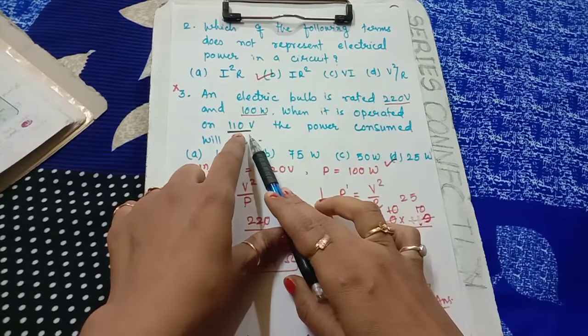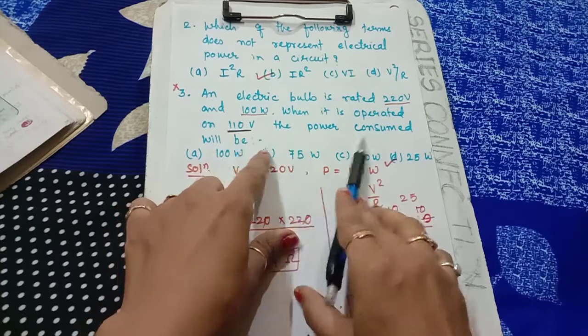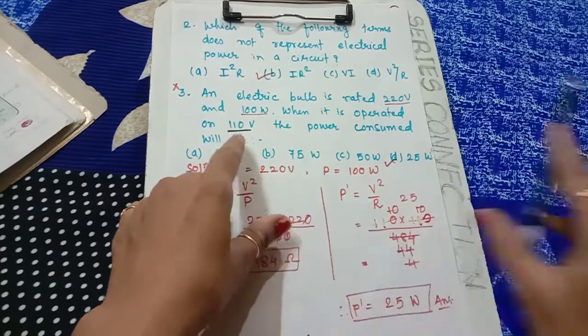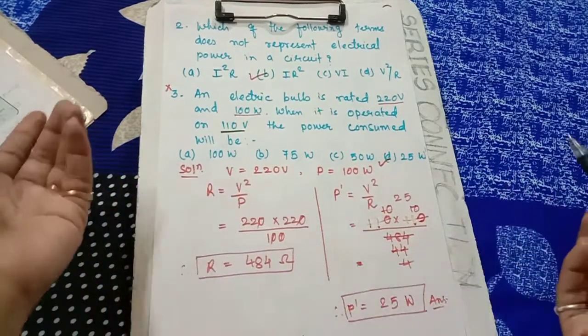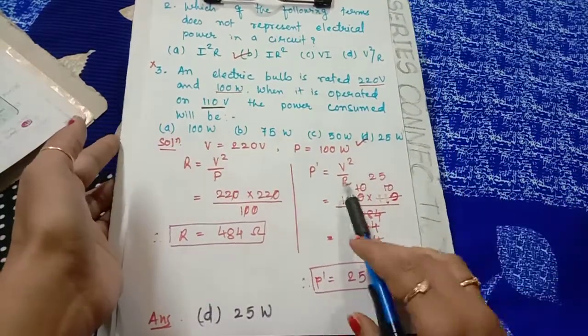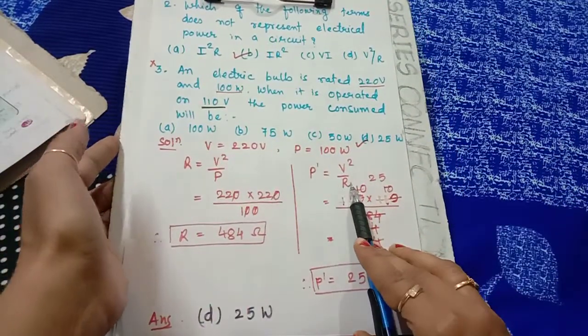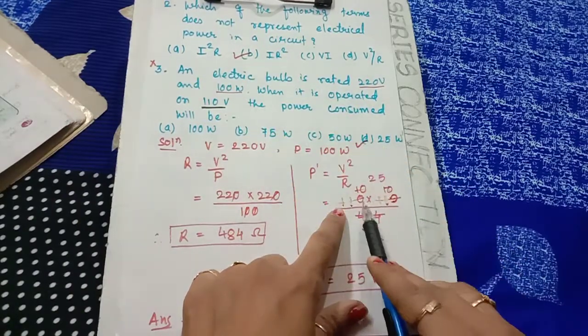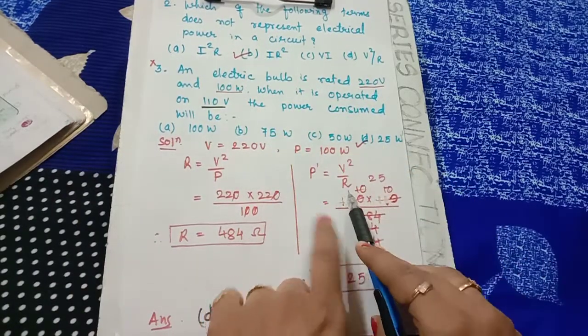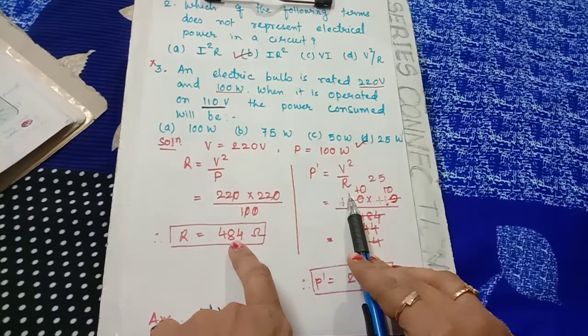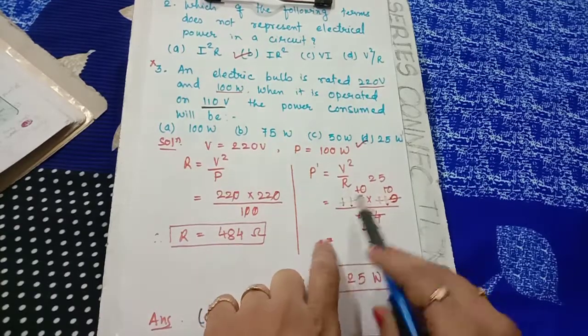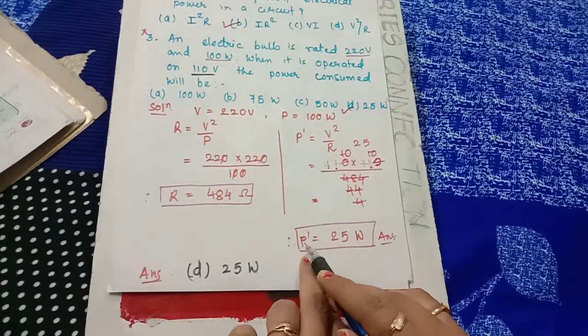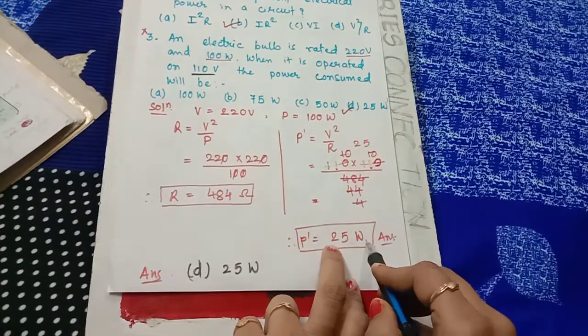Now they are asking if it is operated on 110, how much power will it consume? So P prime, that means I have to find out a new power. P prime is equal to V square by R. V square, now here we will be writing 110 into 110 by the R we got from the previous calculation, 484. Cancellation, and I'll be getting P prime is equal to 25 watt.